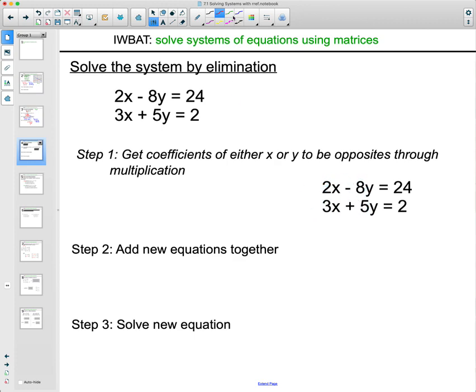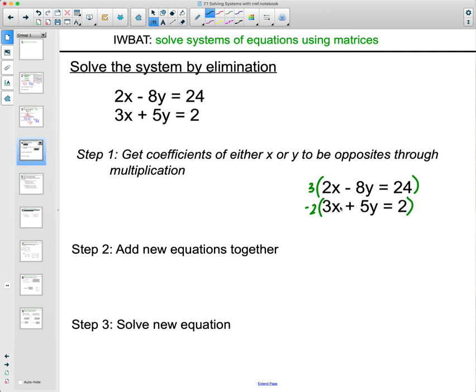So if we have one equation that we can multiply to get it to be the opposite of the other, we would want to. In our case, we don't. I can't multiply 2 by a whole number to get it to be -3. I can't multiply 5 by a whole number to get it to be 8. So I'm going to multiply this top equation by 3 and this bottom equation by -2.